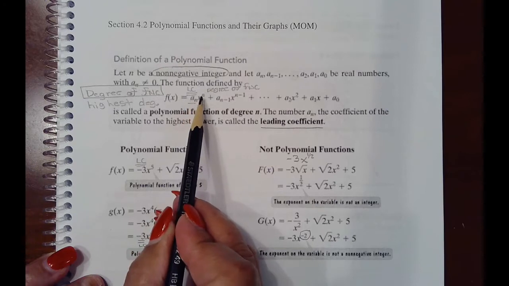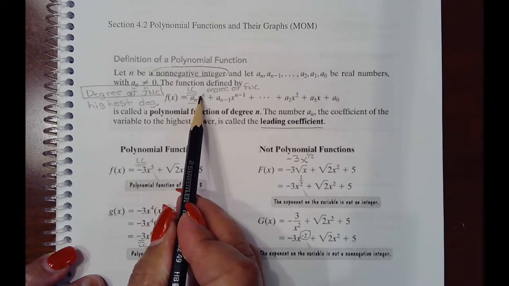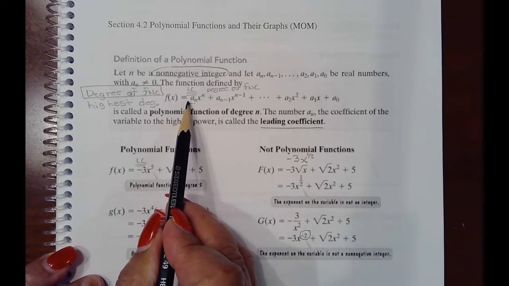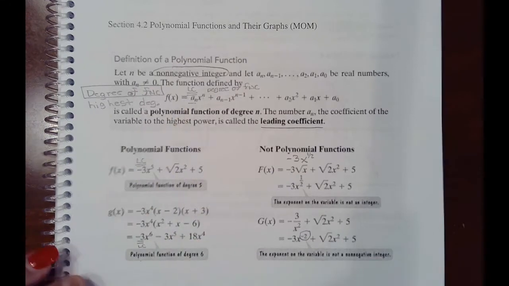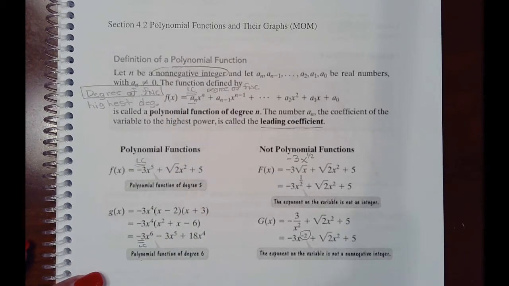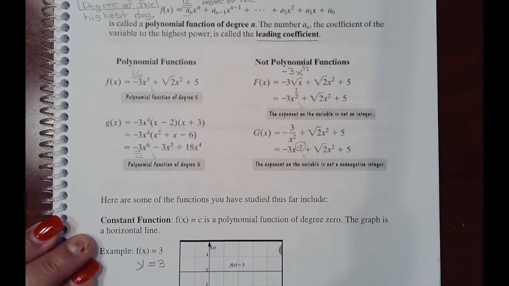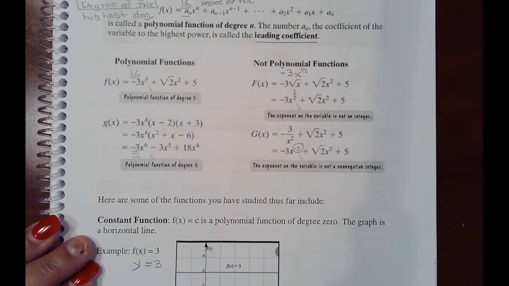Using these two items, the degree of the function as well as the leading coefficient, is going to tell you what the ends of the graph are doing, because you're going to be graphing these things by hand. So you're going to be expected to understand end behavior. Okay, here are some examples of functions that are considered polynomial versus functions that are not considered polynomial.